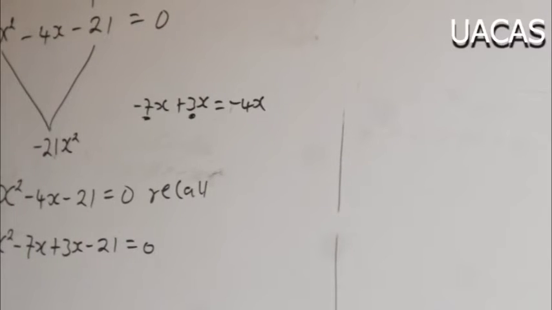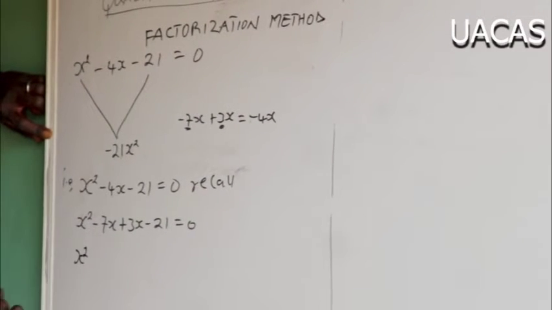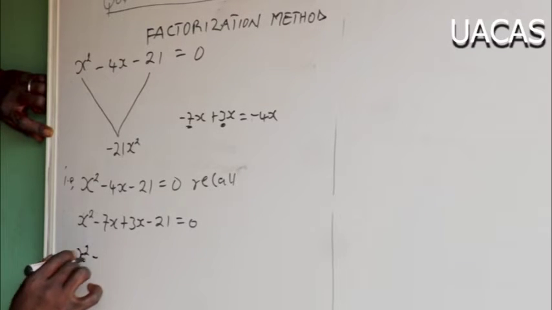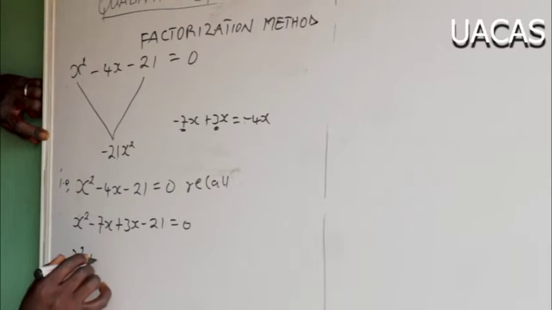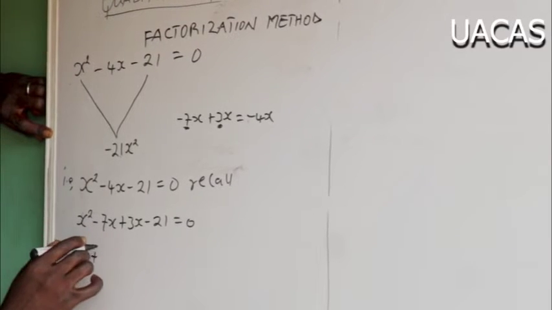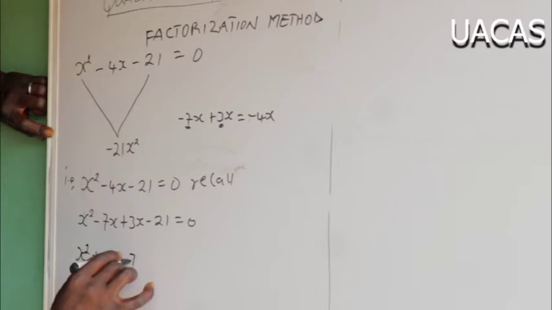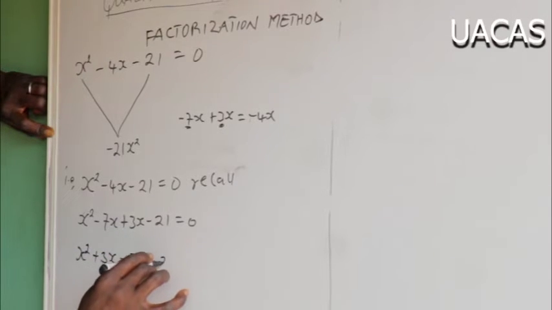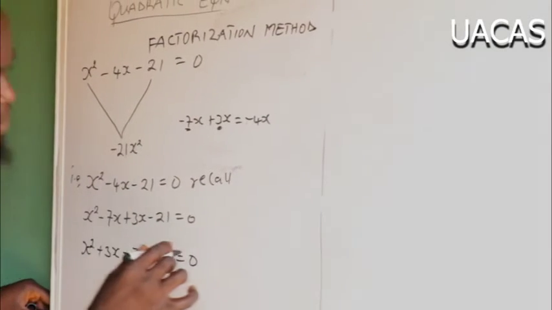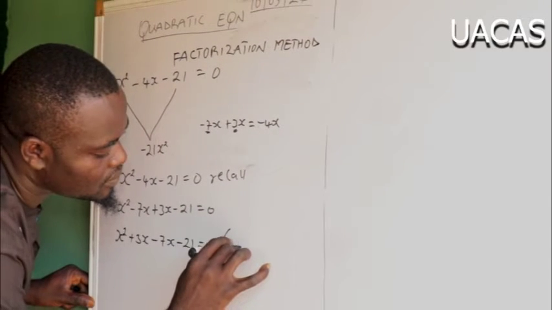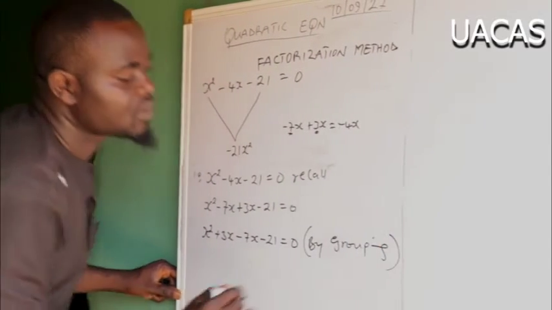So you can say that is the same thing as what? x squared minus, I can put it x squared plus 3x minus 7x minus 21 equals 0. This is what? By grouping.